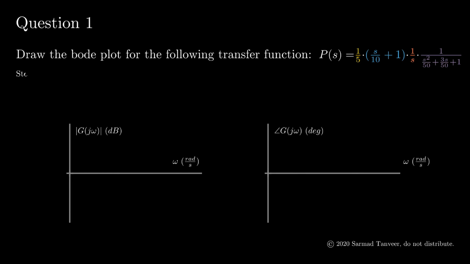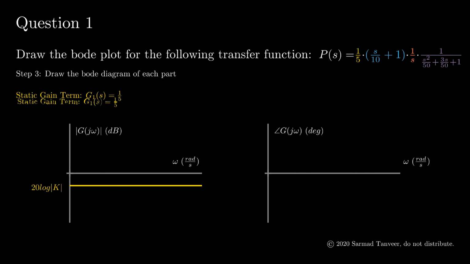So we can draw the Bode diagram of each individual part. The static gain term of 1 over 5 returns a magnitude of 20 log k, or negative 13.97. Since k is larger than 0, the phase plot returns a value of 0 degrees.